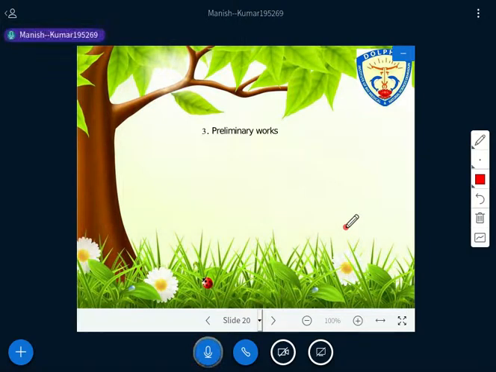Up to this point, if you have any question, you can ask. Fine, it is clear. Now the basic work, the things that have to be done.